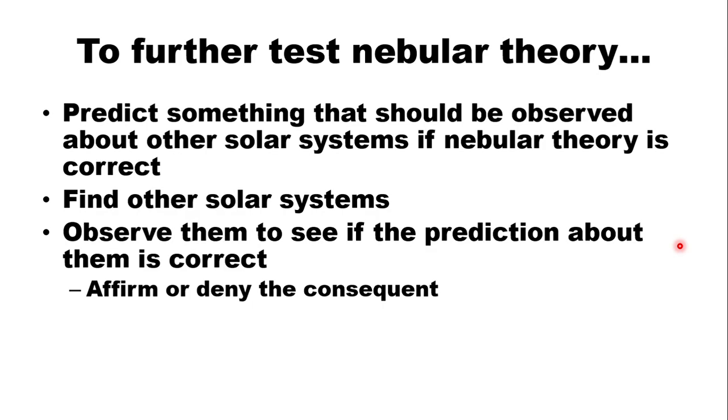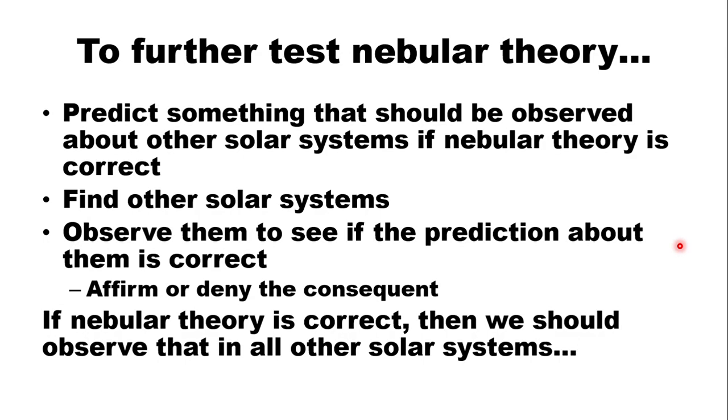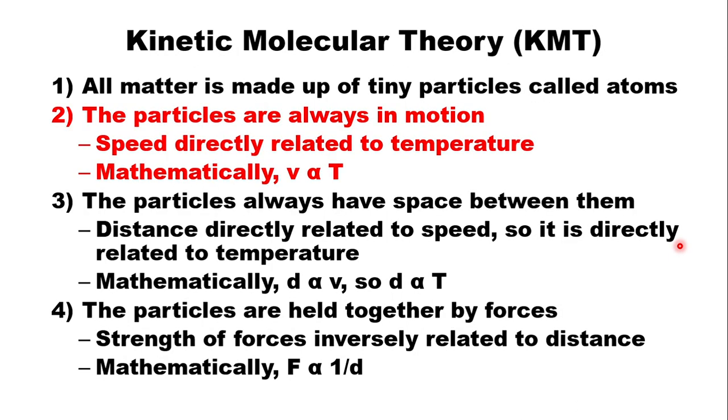Okay? In other words, we're trying to come up with a consequent from a deductive argument from our theory, and then either affirm the consequent to give us a reason to believe the hypothesis, or deny the consequent, and that gives us reason to doubt the hypothesis. So what can we come up with? Well, if nebular theory is correct, then we should observe that in all other solar systems, you could come up with a number, but let's look at one very, very significant one.